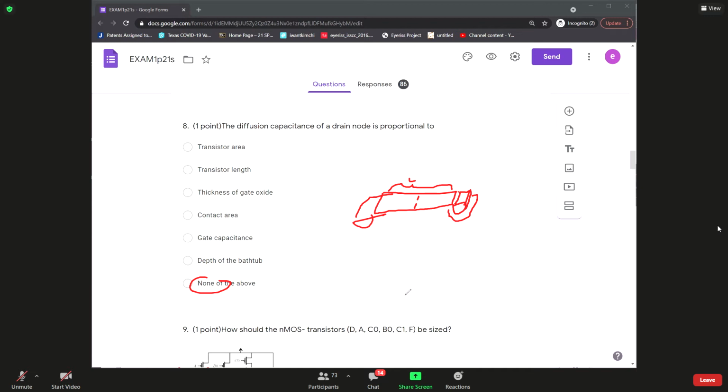Okay, let's skip to the ideal world of this book. And we're just going to say it's proportional to the width of the transistor only. All right.